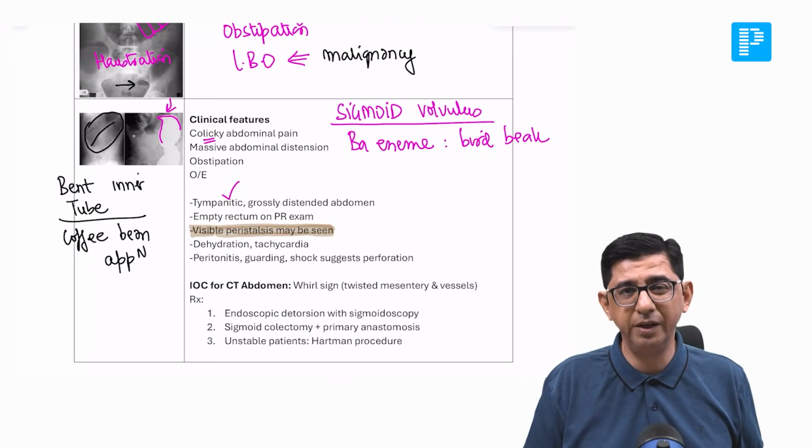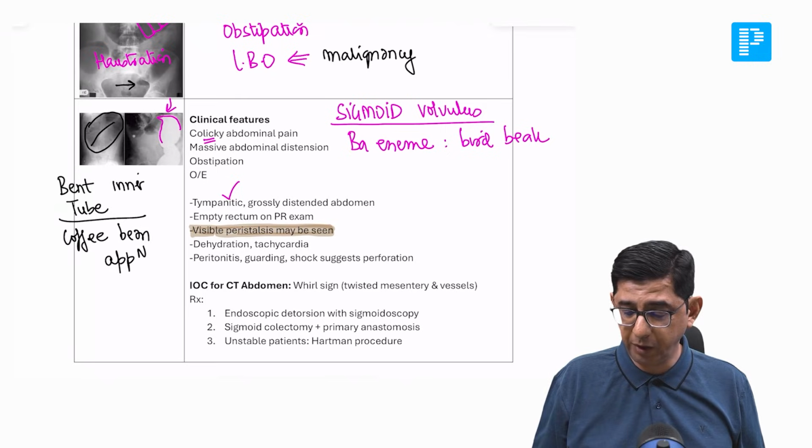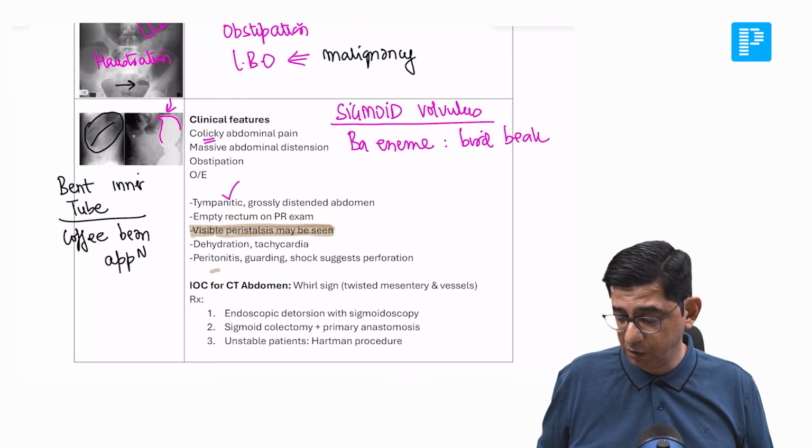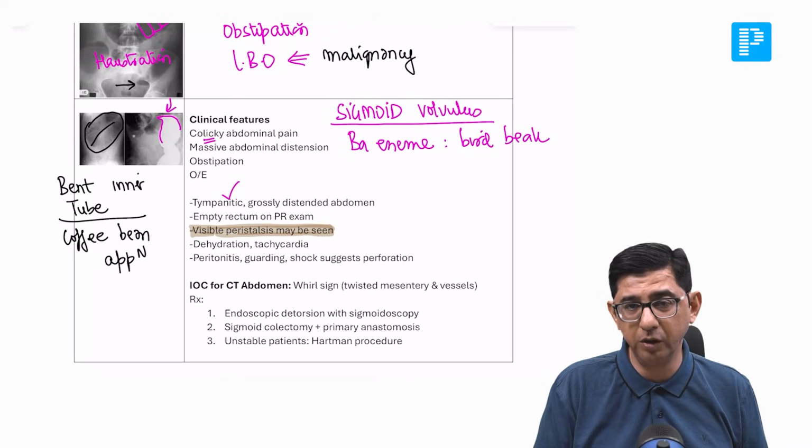Then if the patient comes late, there would be dehydration, tachycardia, and sometimes because of compromise of the blood supply, even peritonitis, guarding and shock could occur in this patient. That's because the intestine simply gave way as the blood supply got compromised.